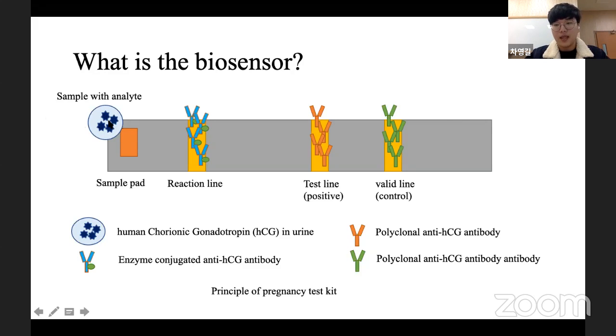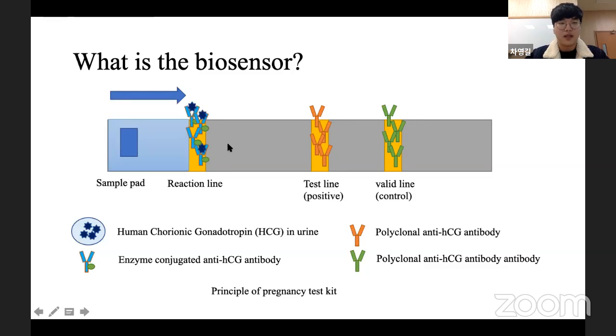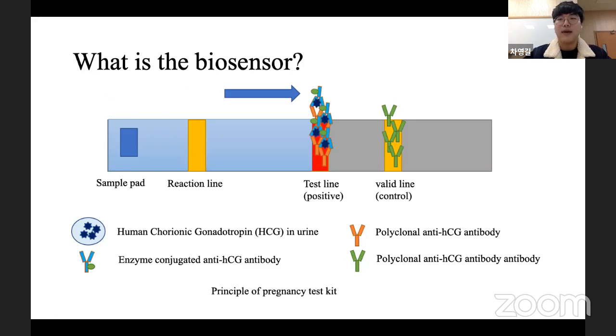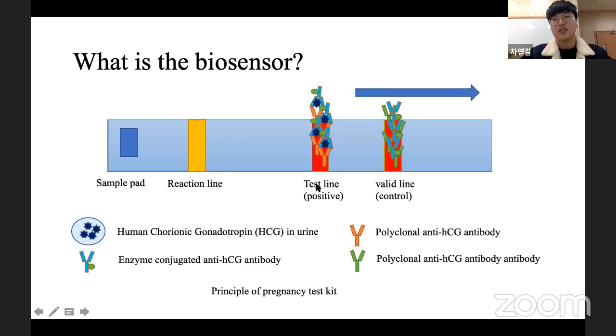When the clinical sample with analyte touches the strip, it moves through capillary flow. In the reaction line, HCG binds to the loosely attached enzyme-conjugated anti-HCG antibody through an antigen-antibody reaction. After that, the modified HCG and the immobilized HCG antibody are combined in the test line. The final result can be confirmed because the immobilized anti-HCG antibody binds to the antibody in the valid line.